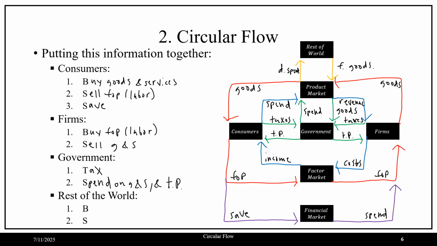However, other countries also have this option available in that they can choose to buy our goods and services, so we can have domestic goods going to the rest of the world, and in exchange for that, we can have foreign spending coming into our country. So I'm going to put F for foreign spend right there. And I don't like how that looks, so let me erase that real quick.